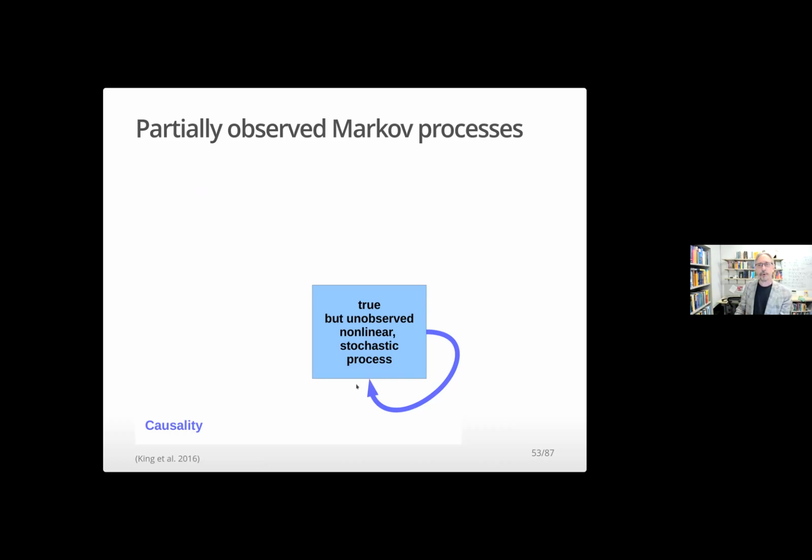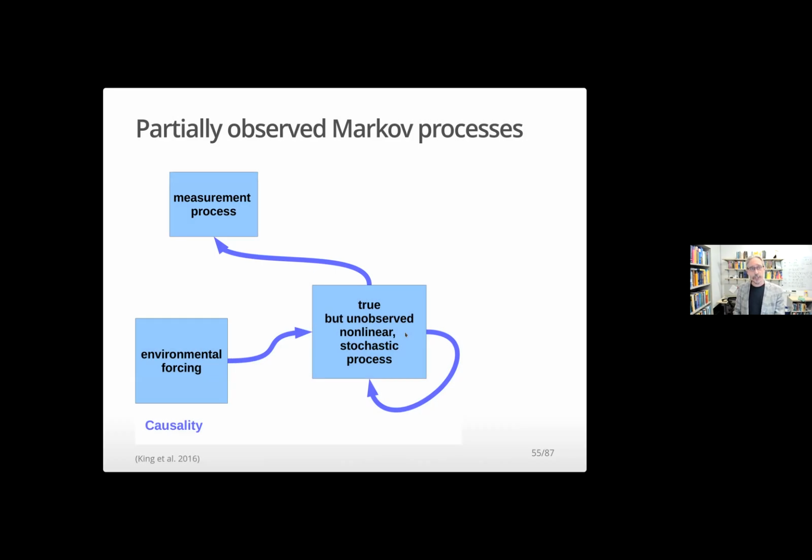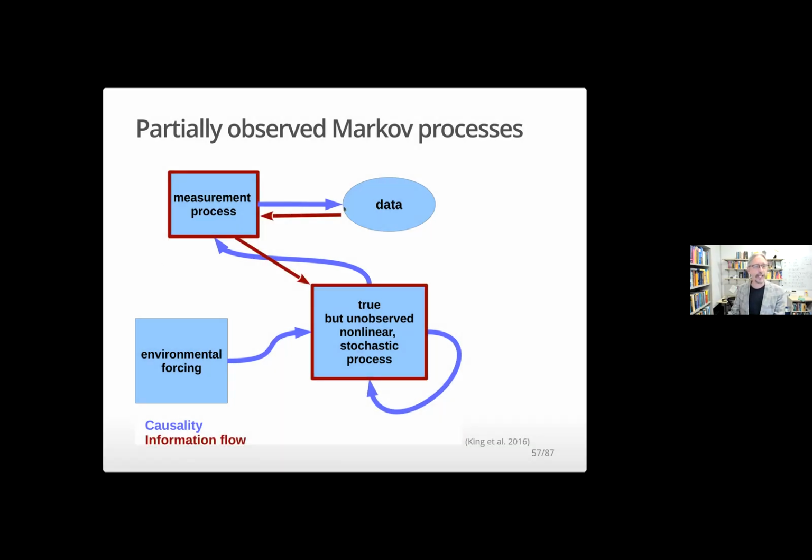But before we do that, I want to just point out that all of these models that I've been talking about so far fall within a class of so-called partially observed Markov processes. So just in a nutshell, this is what we have. We have some true but latent nonlinear stochastic process. I've diagrammed that by having a circle of causality here. This is a system that evolves according to its own rules. It's affected by environmental forcing, and in order to observe it, the states of this Markov process are filtered through some kind of a measurement process, and that's how the data are generated. These blue arrows show the direction of causality in this kind of structure. The information flows in the opposite direction. And so if we want to get information from the data about the thing that we're interested in, we can only do that via the measurement process.